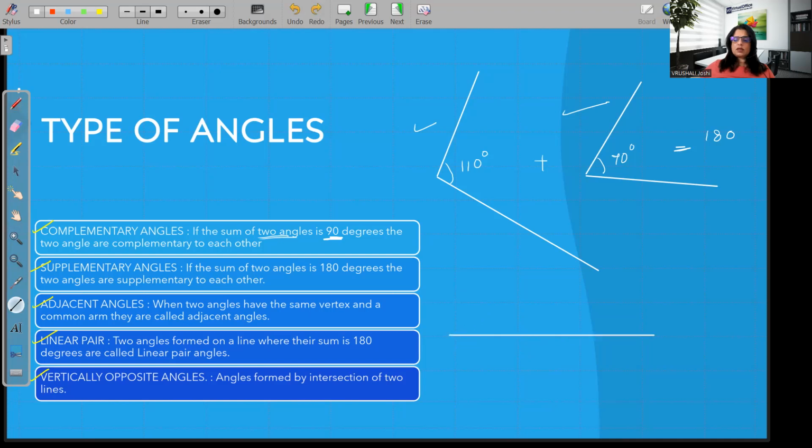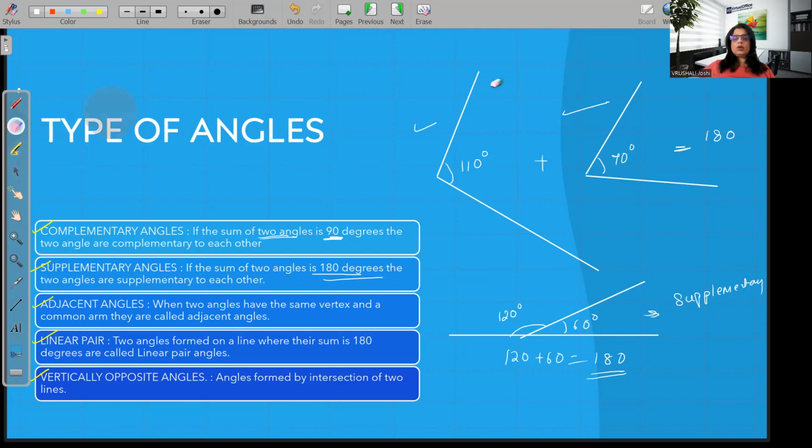two angles where, suppose I just draw a line here, and I say this is 120 degrees, and this is 60 degrees, then they are also called supplementary angles. There is another name for this type of angle, but we will see that as we go ahead, correct? Because 120 plus 60 is equal to 180. That fits the definition of supplementary angles, which is: if the sum of two angles is 180 degrees, the two angles are supplementary to each other. That is what it means.